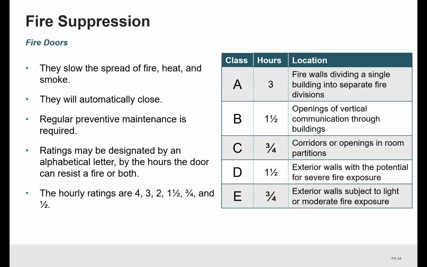Fire doors are an important engineering control. These doors separate buildings or building sections, exit routes, and stairwells, and they slow the spread of fire, heat, and smoke. They will automatically close once the fire alarm is activated. If an alarm activates, then they must remain closed to prevent the spread of fire, heat, and smoke.